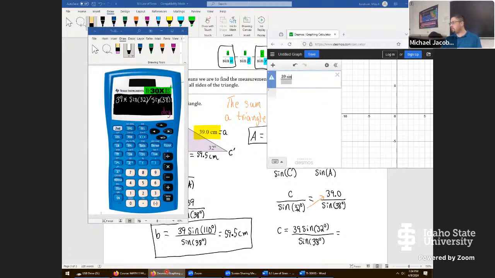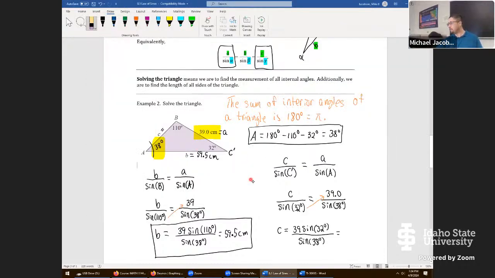39 sine 32 divided by sine 38 degrees gives us a measurement of 33.6 centimeters upon rounding. So let's put that in. 33.6 centimeters to the nearest tenth. So there it is. For some reason, I have a psychological need to also fill it in on the triangle. Just looks right. 33.6 centimeters.